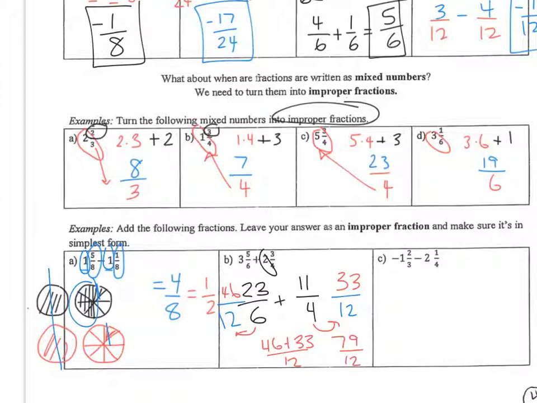So can I divide those by 2? Nope. Try 3. Is 3 a factor? Nope, because 7 plus 9 is 16, and that's not divisible by 3. So 79/12 is the answer.